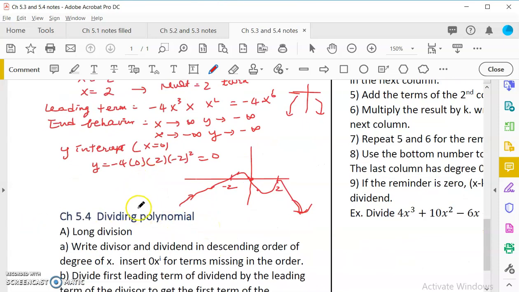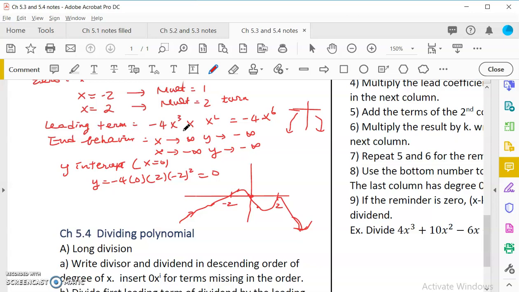That is the end of 5.3, graphing polynomials. To check the answer, you can use decimals. Okay. So we'll do 5.4 in the next video.